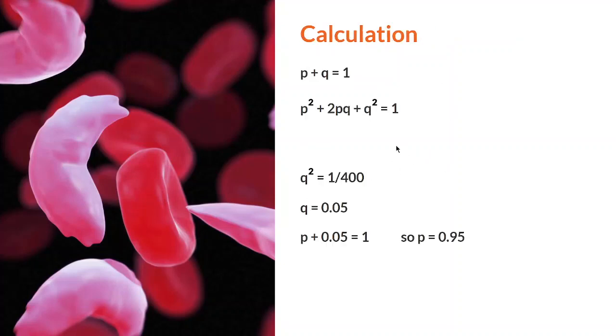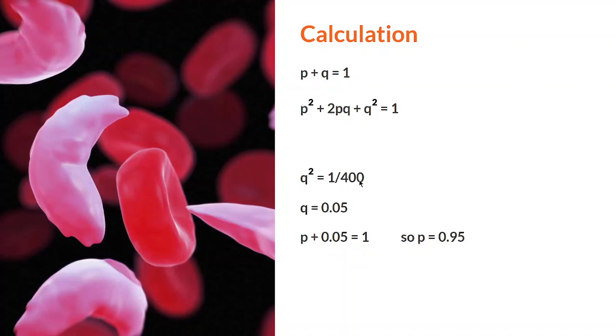So the calculation that will actually happen, these are the two equations that we're dealing with. We've got Q squared, we know what Q squared was, that was 1 over 400. All you have to do is just rearrange that by itself. So you could take the square root of 1 over 400, that gives you 0.05. And then you can use this equation up here to rearrange the P and the Q to find P, which will give you 0.95.